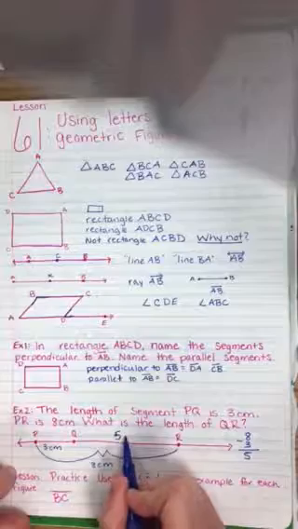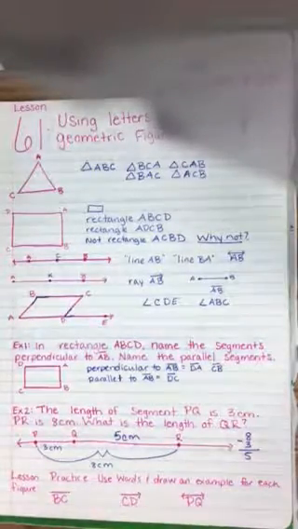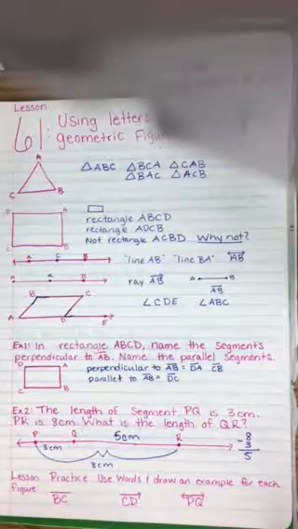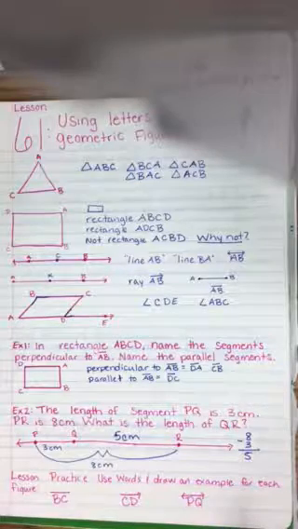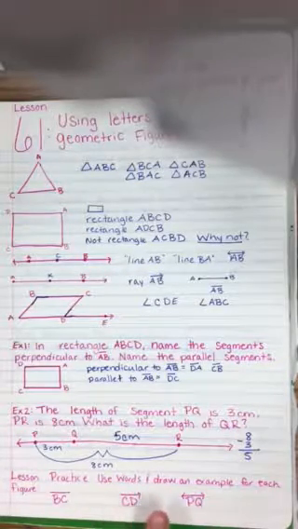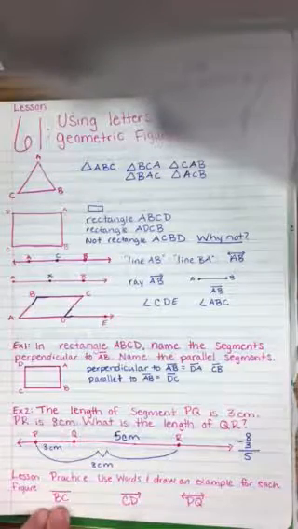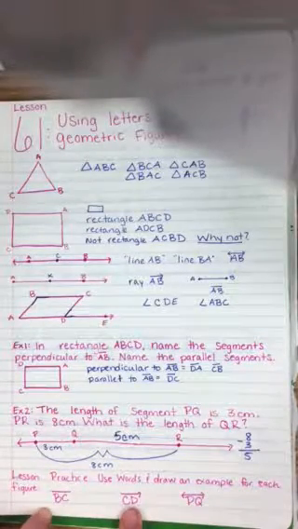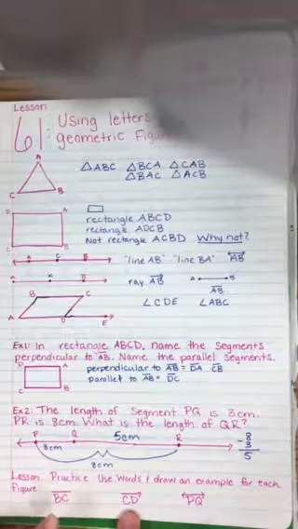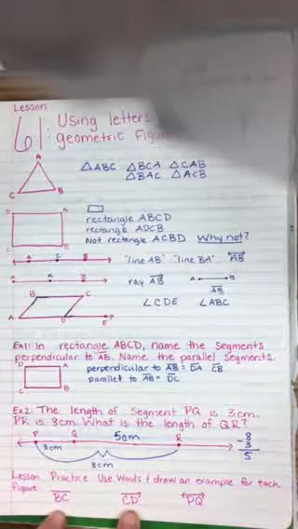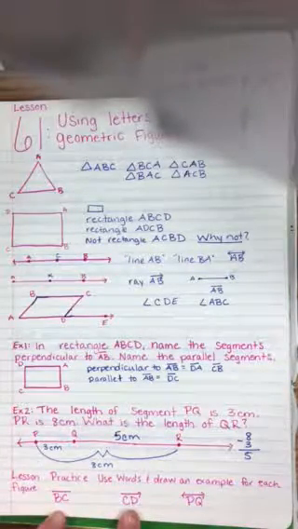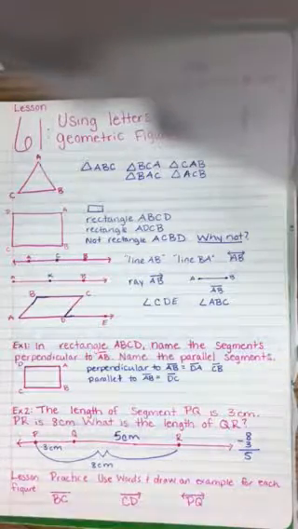So this is 5 centimeters. And then, I know I don't usually have lesson practice, but you do today because I want you to practice this. Use words to draw an example for each figure. So this is a line, that is a ray, and this is a line segment. Okay? So I want you to use words to write them out, and I want you to draw an example for each. Have a great day.